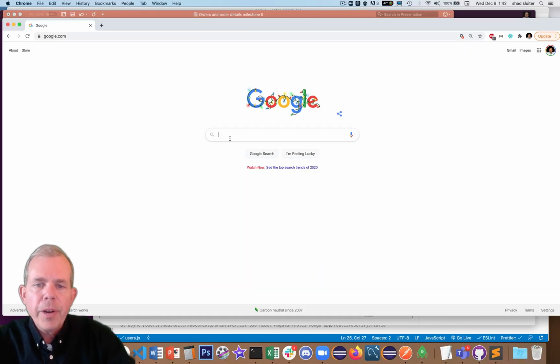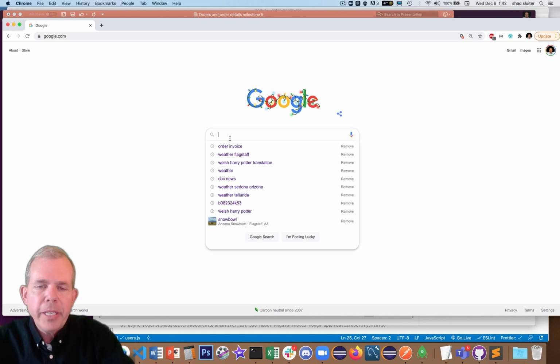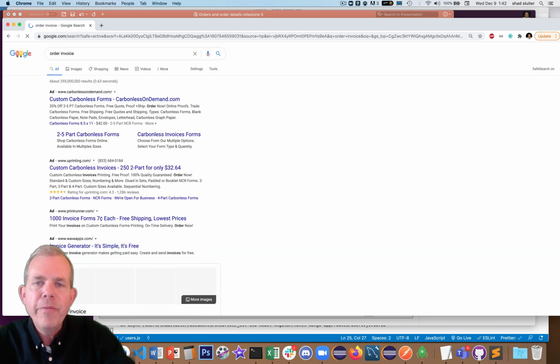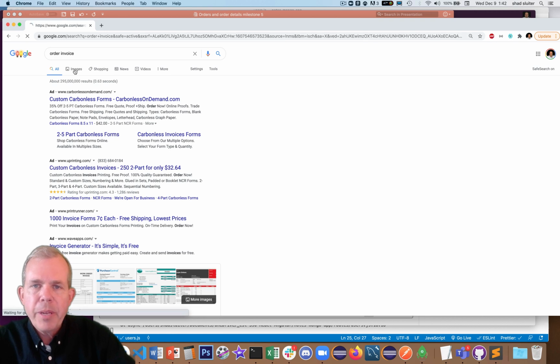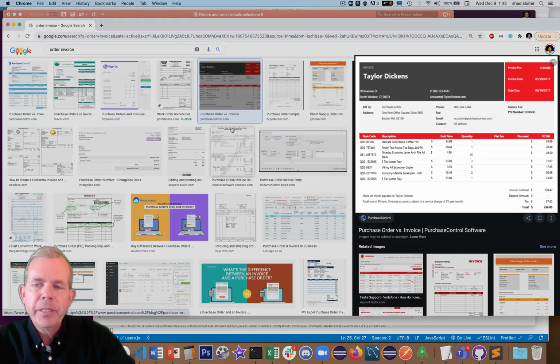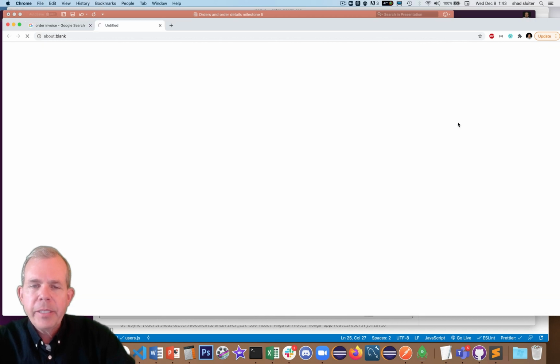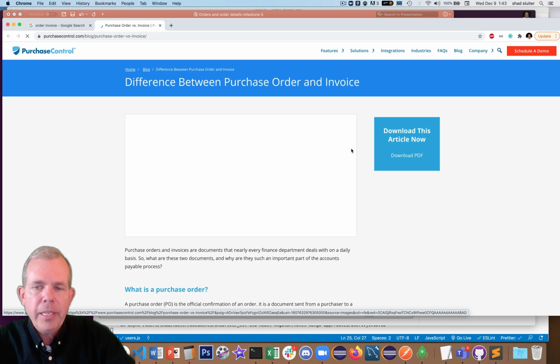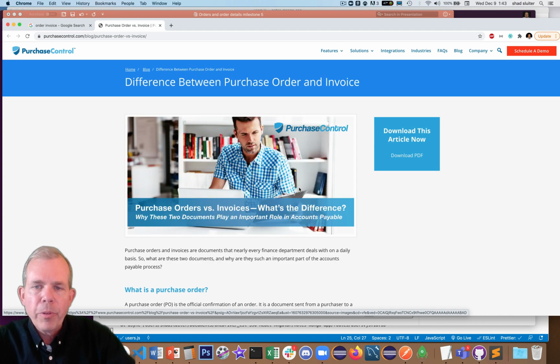Let's take a minute for an example from real life. Let's go and search Google for order invoice. And I'm going to search for images. And let's see what we get here. So let's pick this one here. This looks like a typical order invoice. And we can see that we have a pretty good idea of what our form looks like.